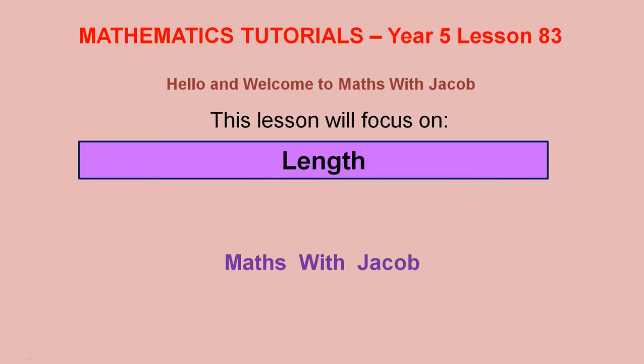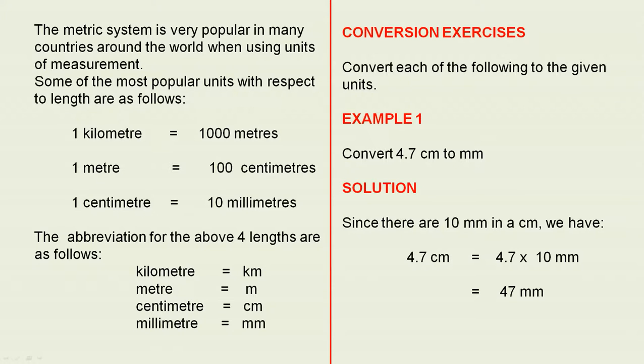This lesson will focus on length. The metric system is very popular in many countries around the world when using units of measurement. Some of the most popular units with respect to length are as follows. 1 kilometre is 1,000 metres. 1 metre is 100 centimetres. And 1 centimetre is 10 millimetres.